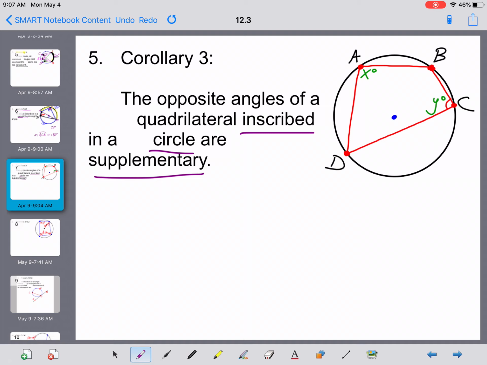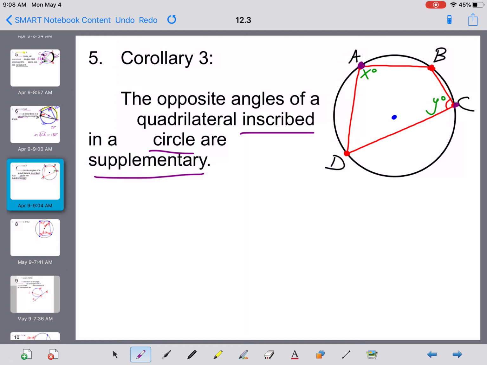A quadrilateral is just a 4-sided polygon. I don't know if it's a square or a rectangle or a parallelogram or a trapezoid or none of those things at all. We're just drawing it as a regular garden variety quadrilateral. And this corollary says that the opposite angles in this inscribed quadrilateral, like for example, angle A and angle C, would have to be supplementary. Let's talk about why that is.